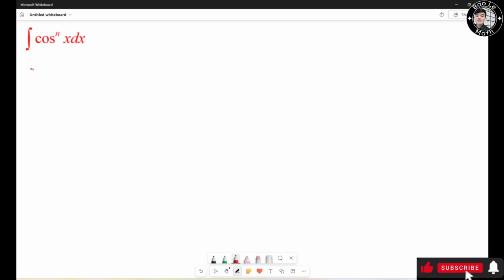Now second case, n is odd and n must be greater than 3. In this case we must use the binomial theorem. So recall.